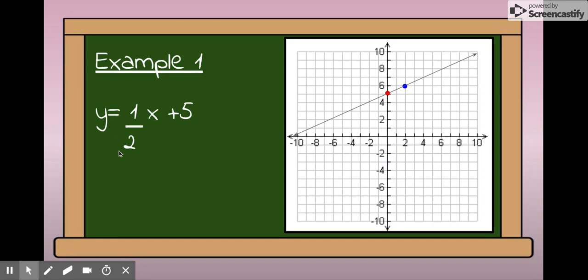In this example, we have y equals half x plus 5. We first graph the y-intercept, which is positive 5, and then we graph the slope, which is 1 over 2. That means we're going up 1 and we're going to the right 2. And the reason why we're going up and to the right is because our slope is positive. It's positive 1, so to go positive 1, we're going up, and then positive 2 is to the right. So upwards motion is positive and rightwards motion is also positive.